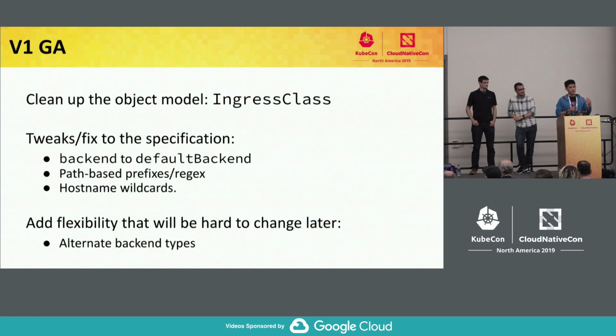The next thing is to tweak and fix the specifications. We have a list of minor discrepancies between how it is specified, or maybe underspecified, currently in the API and the actual behavior we see of all the different implementations out there. There are some field renames, like backend to defaultBackend. The path and hostname matching, actually, the implementations we find do not follow what is in the comments in the types.go. So we're cleaning that up.